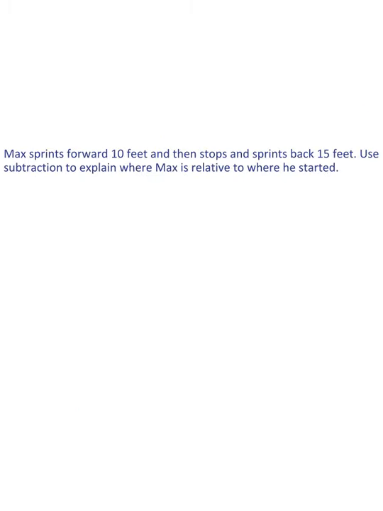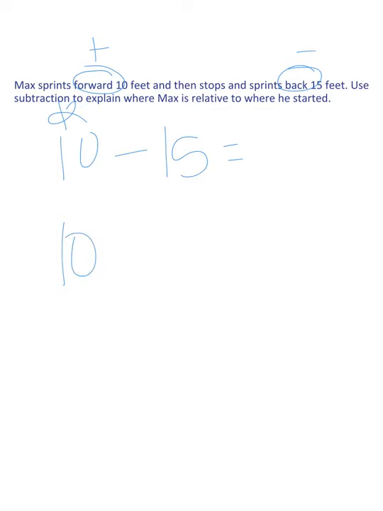Number 12. Max sprints forward 10 feet and then stops and sprints back 15 feet. Use subtraction to explain where Max is relative to where he started. So if he sprints forward, we know that's positive, and if he sprints back, we know that's negative. So if he sprints forward 10 feet, that's a positive 10, and then he sprints back 15. There's your expression, 10 minus 15. We know we keep the 10, we change minus to plus, and we change a positive 15 to a negative 15. And we get negative 5.